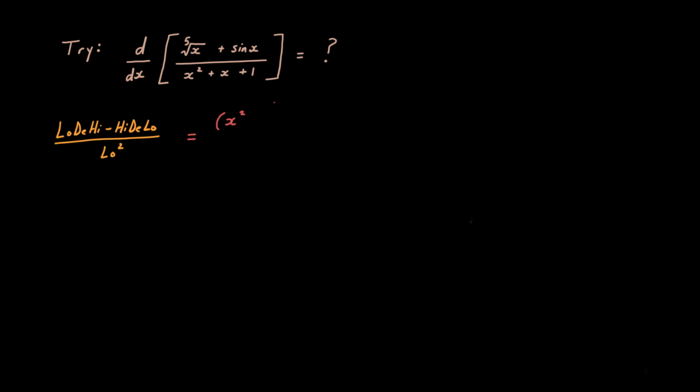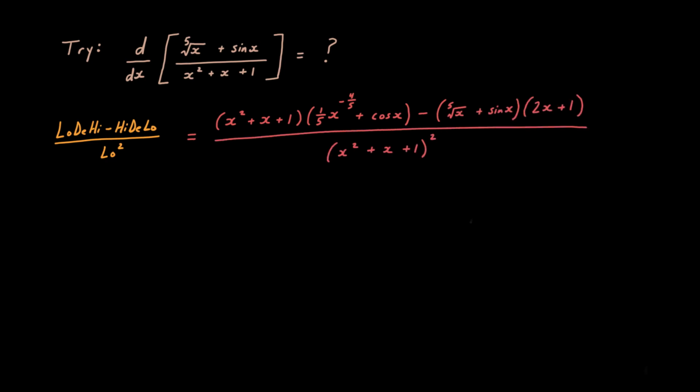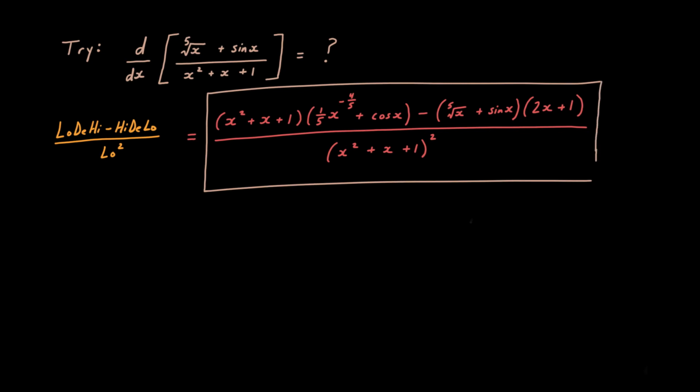Okay, well, now that you've had a minute to take a stab or two: low d high minus high d low, all over low squared, and voila, ladies and gents, we are done. Ain't that a beaut? I think so.